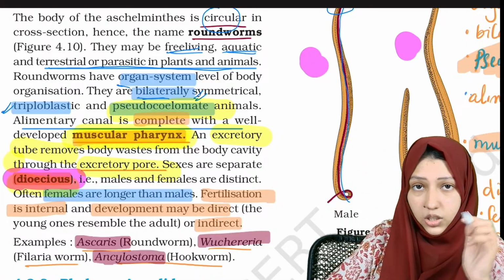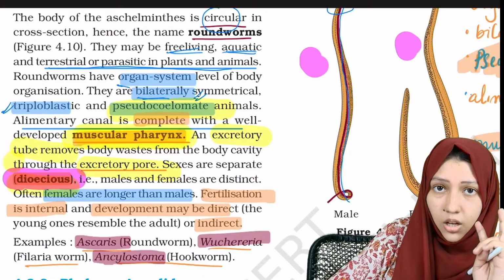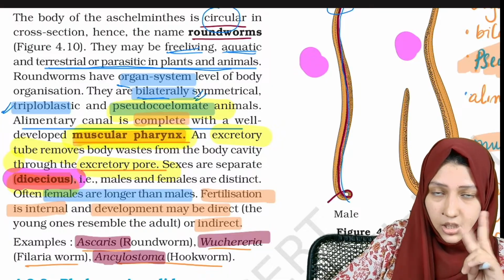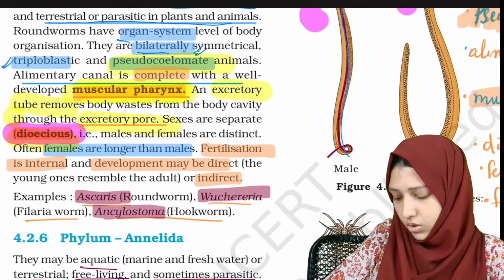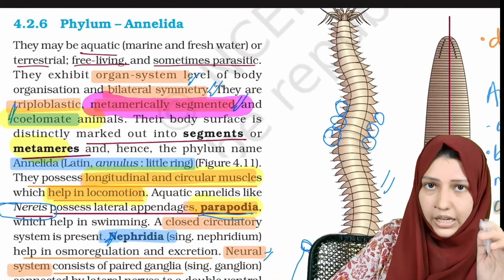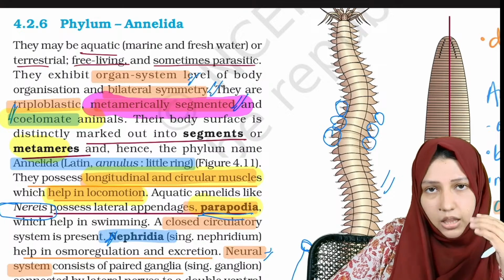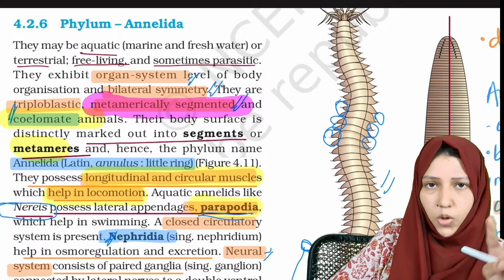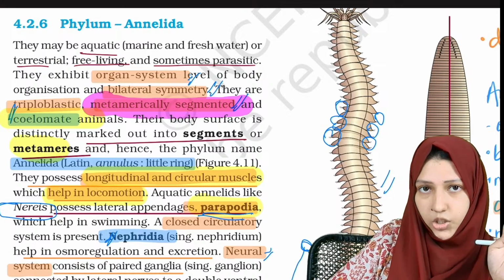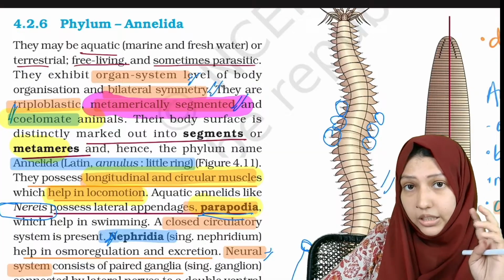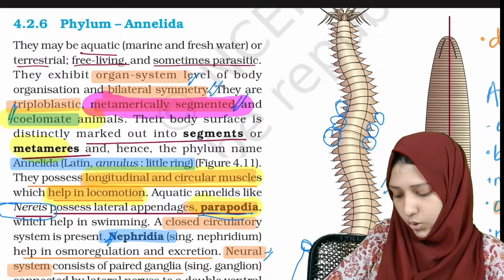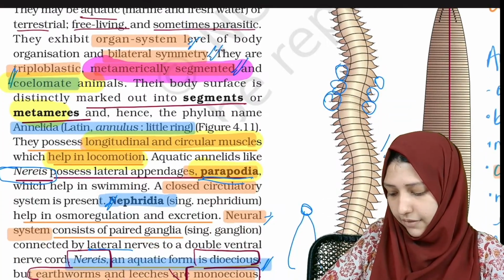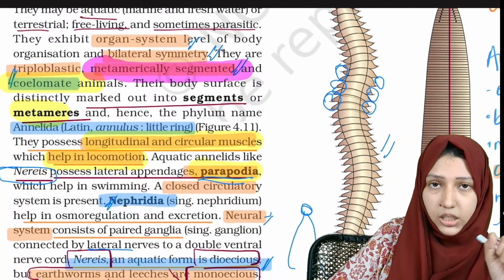And they are dioecious, means the sexes are separate. The first organism having the sexes separate was Aschelminthes. Okay, and the females were longer than the males. So this is all about Aschelminthes. Then annelids were having metamerism. Then organ system level, then metamerism. Okay, clear? Then coelomates. Aschelminthes were pseudocoelomates. From annelids it's coelomates.